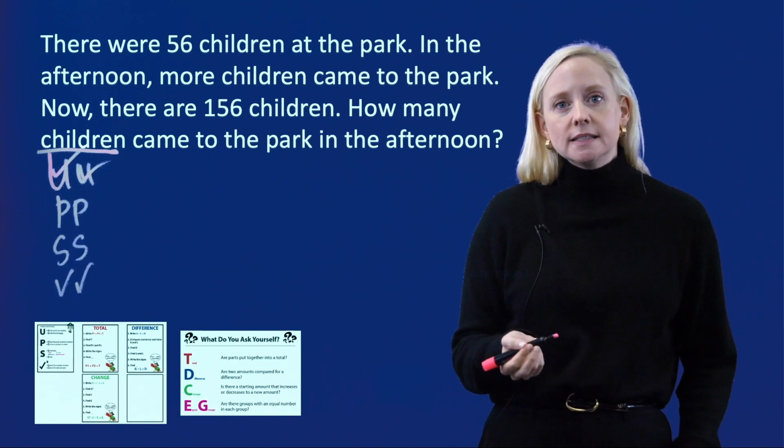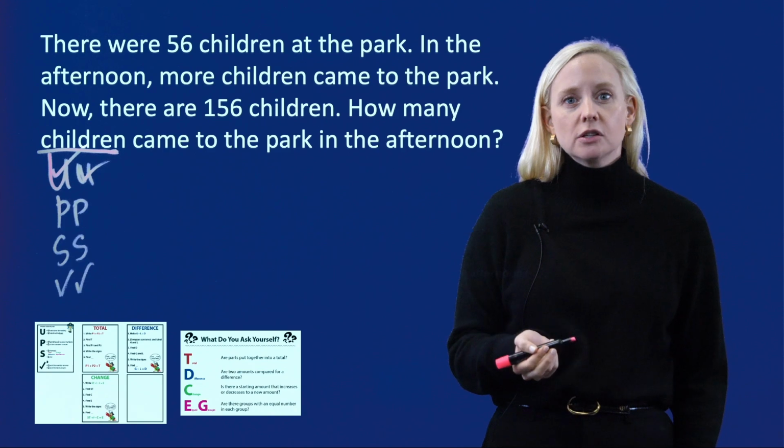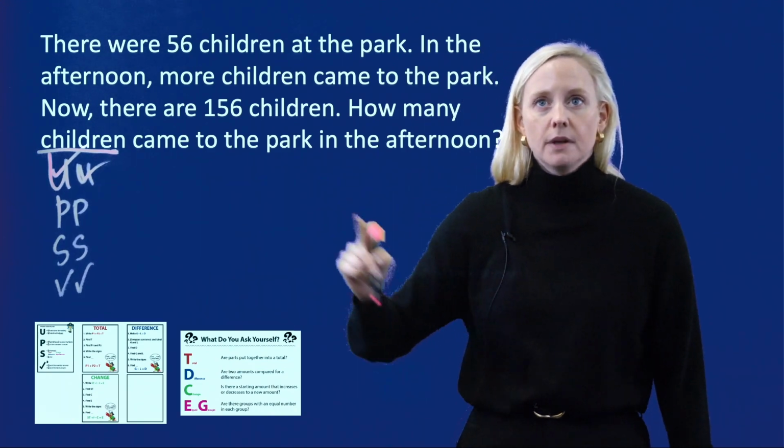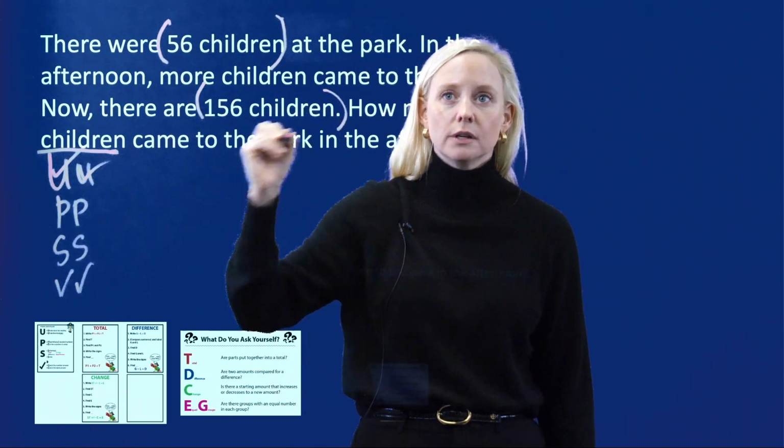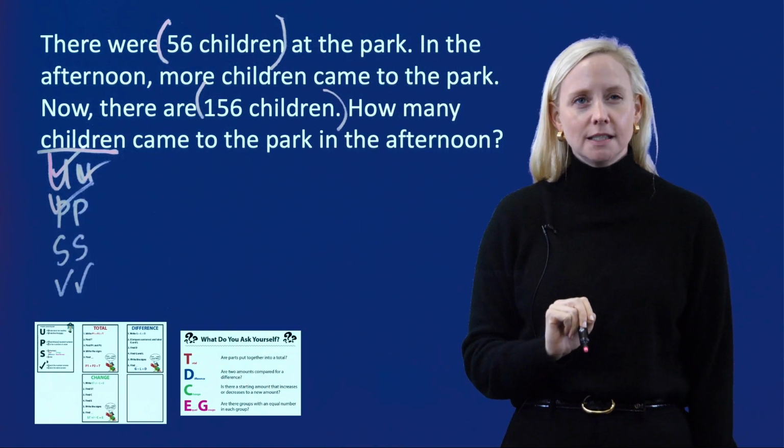So what I'm going to do is scan all of my numbers and make sure they're talking about or related to children. My first number is 56. Well, that's about children, so I'm going to put that in parentheses. I'm going to keep scanning. My next number is 156. That's also about children, so I'm going to check that off. We put our numbers in parentheses.